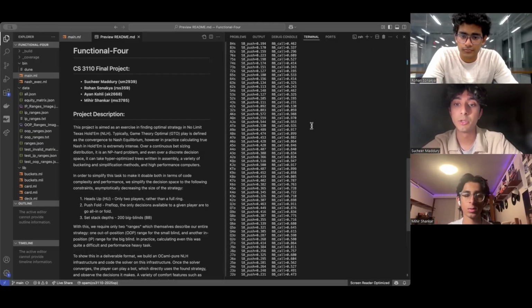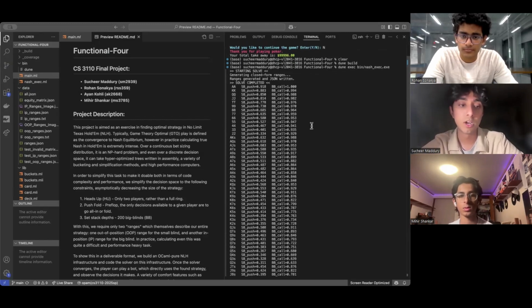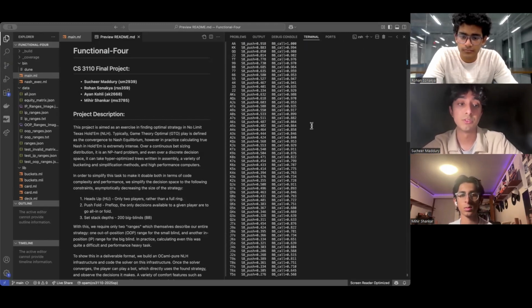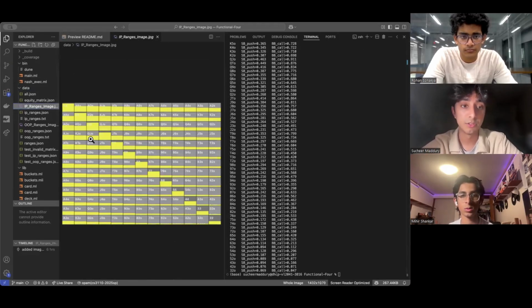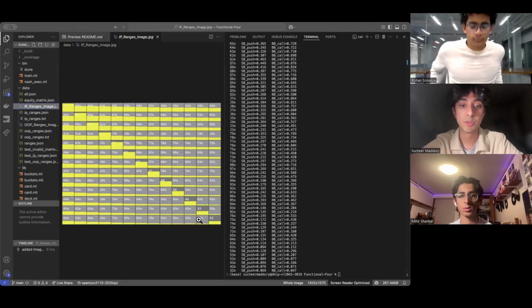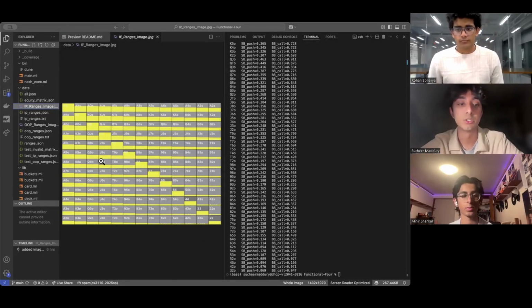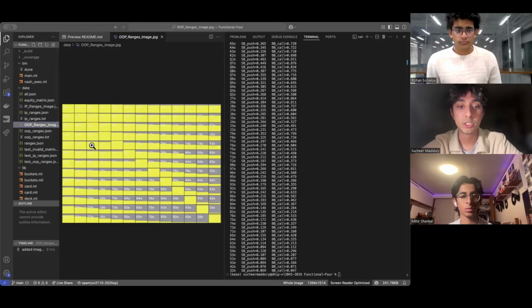This basically takes our equity matrix and uses a variety of mathematical principles in order to derive a strategy. There's not one way to do this, but the strategy we picked, we believe, gives a relatively reasonable result. The ranges that it's found look like this. I'll just give you examples. This is the in position range. So from the big blind, this is the strategy the bot will use. You can do whatever you want. And then out of position, from the small blind position, this will be its strategy.